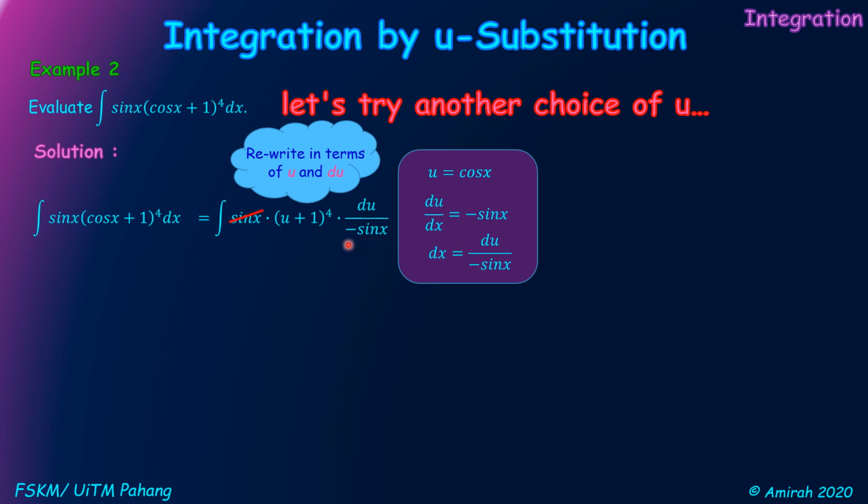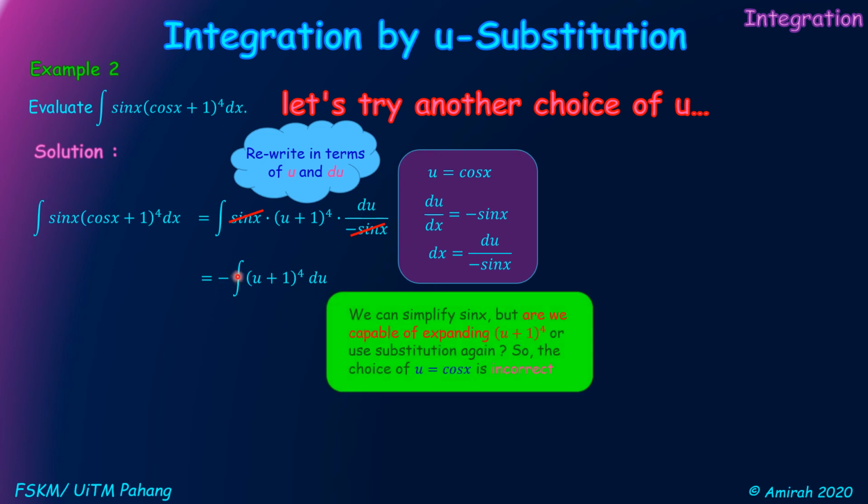Then we can simplify sin x and sin x in the denominator here, and then we move out the negative sign. So we get negative integration of u plus 1 bracket to the power of 4 du. In this case, we can simplify sin x because when we differentiate cos x, we get negative sin x here.